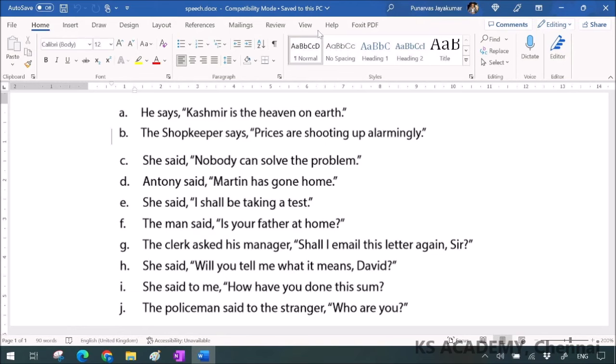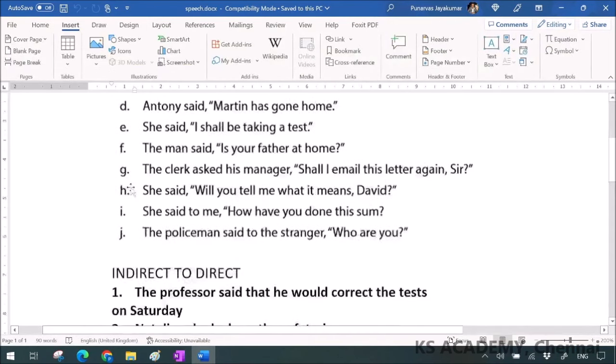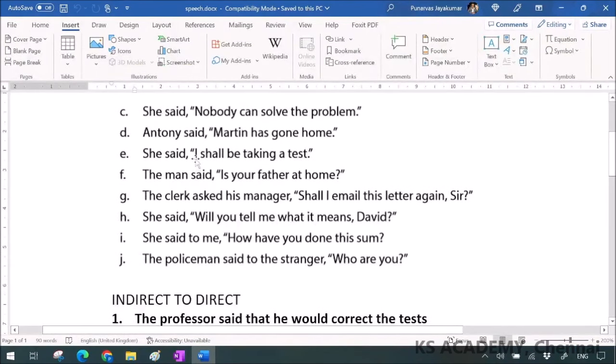The clerk asked his manager, shall I email this letter again, sir? The clerk politely, you can say that also if you want to. The clerk asked his manager if he should, here shall I will be should. If he should email that letter again, this letter will become that letter. Again, sir, not needed. The clerk politely asked his manager if he should email that letter again.